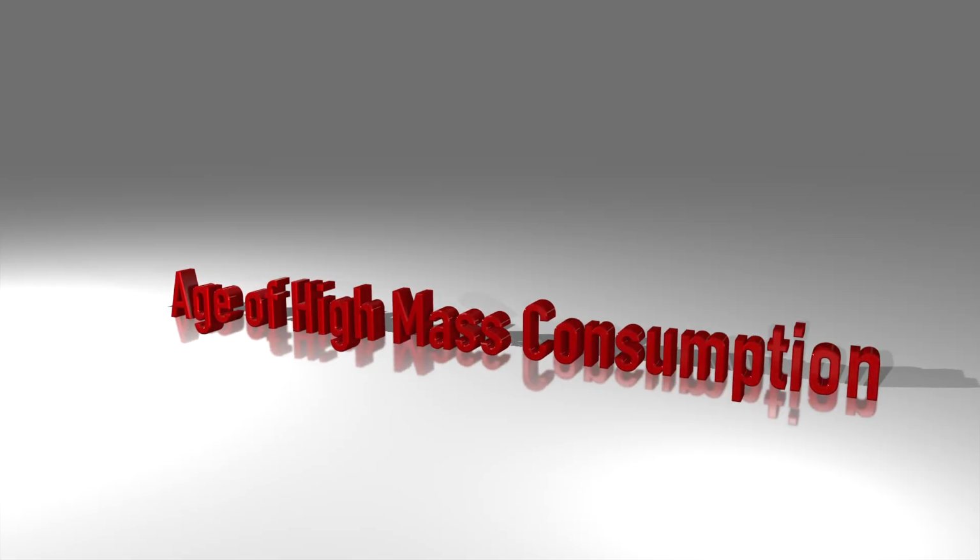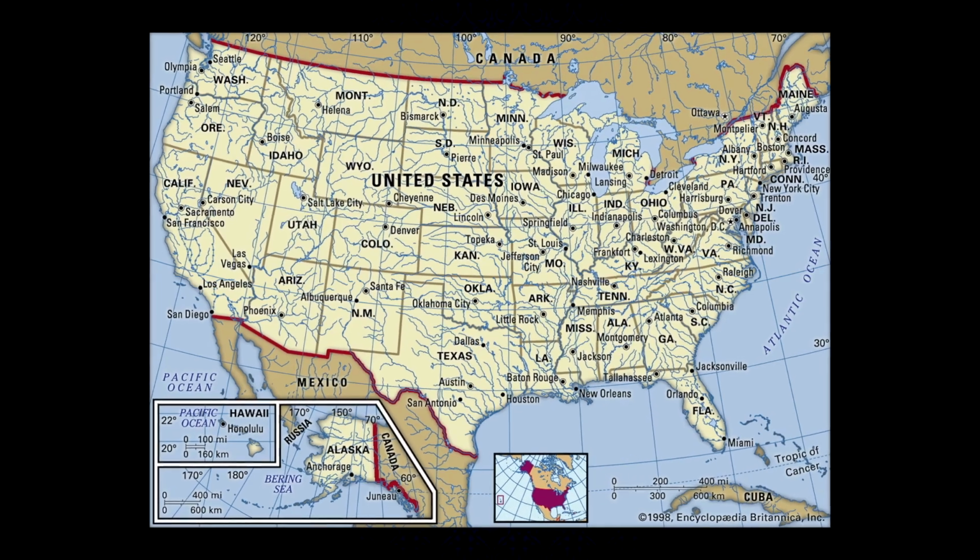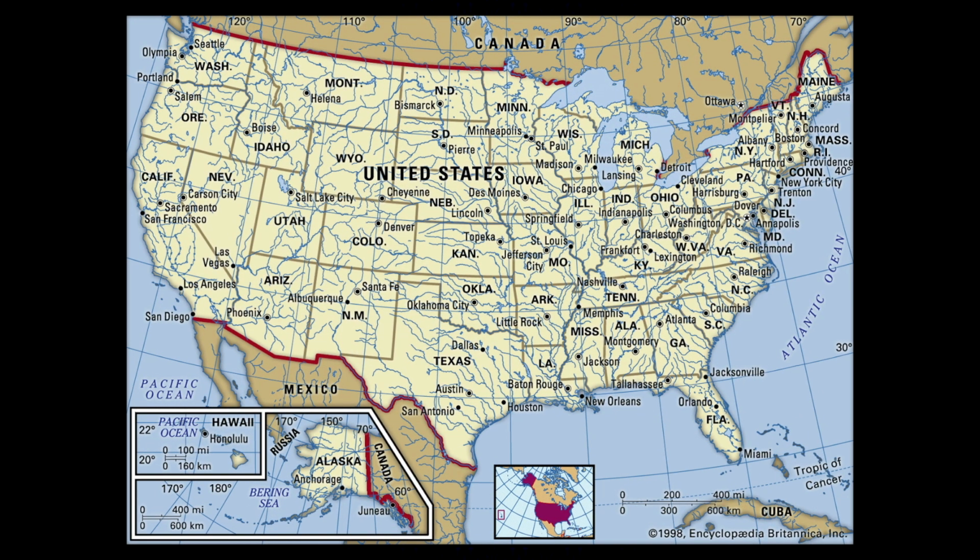The last stage is the age of high mass consumption. At the time of writing this theory, Rostow believed that Western countries, most notably the United States, occupied this last developed stage. Here, a country's economy flourishes in a capitalist system characterized by mass production and consumerism. In the age of high mass consumption, consumption instead of production occupies a central place in society.